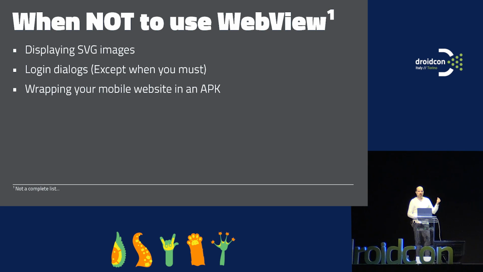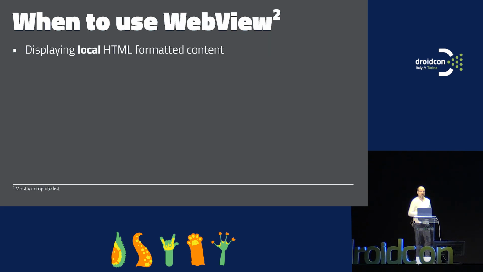So what should you use it for? This is the mostly complete list of what you should use the web view for. It's for displaying local HTML content in your app. And you think, okay, that's easy. Why not do the remote ones? Well, the remote ones are running on a server, and it's probably a web app, so then you should use it as a web app. This is for displaying local content.